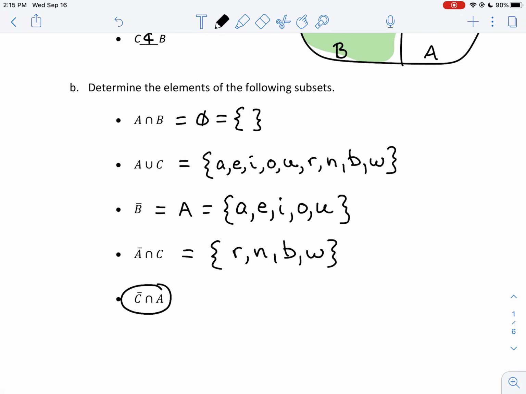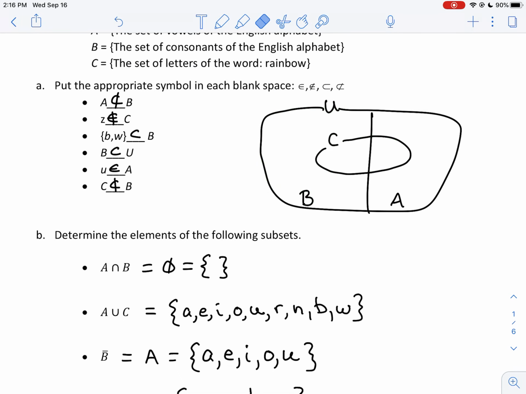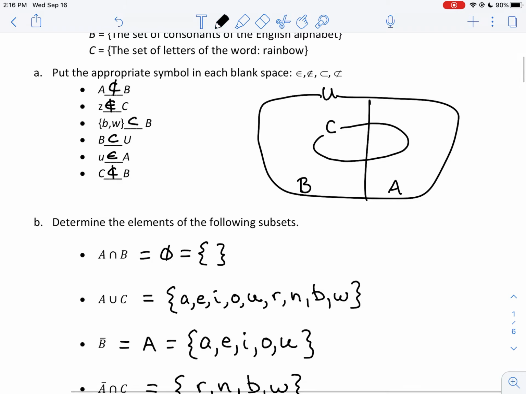This last one is the complement of C intersect with A. Okay, so let's go back up here and delete some of that shading. I'm going to shade once the complement of C, so everything that's outside of C but still in the universe is the complement of C. Let's make that look kind of okay. There we go.